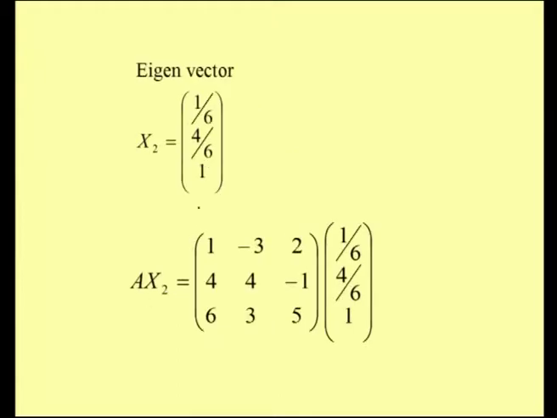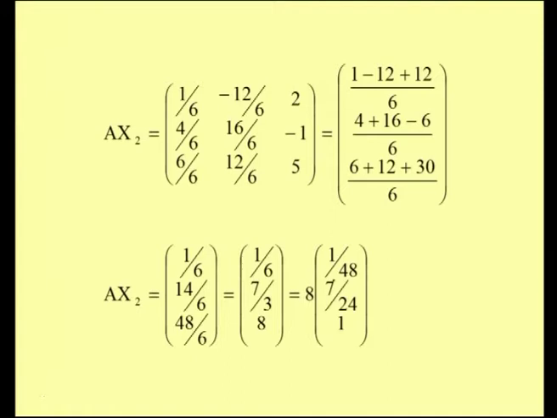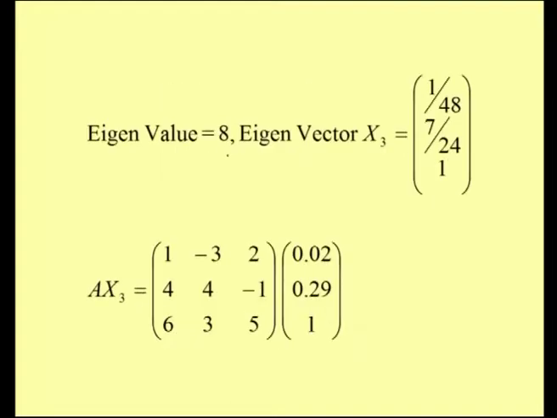This eigenvector is again multiplied by the matrix to get A x2, and the answer comes to be 1 by 6, 7 by 3 and 8. Among these 3 elements 8 is dominant, so 8 is taken outside. The remaining is 1 by 48, 7 by 24 and 1. So this is x3, and the eigenvalue is 8.